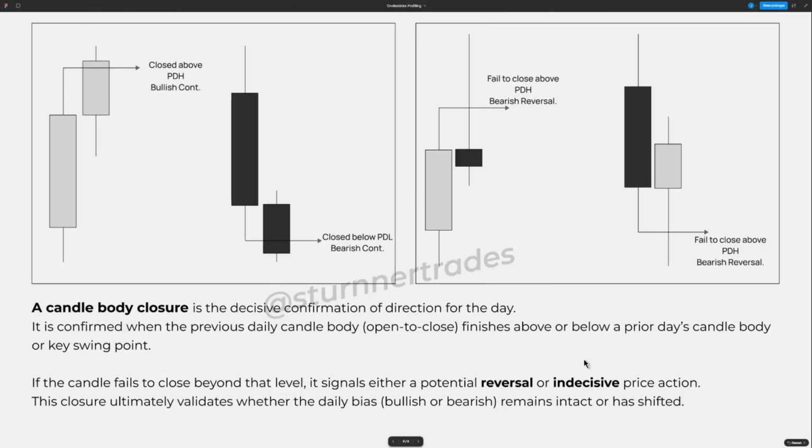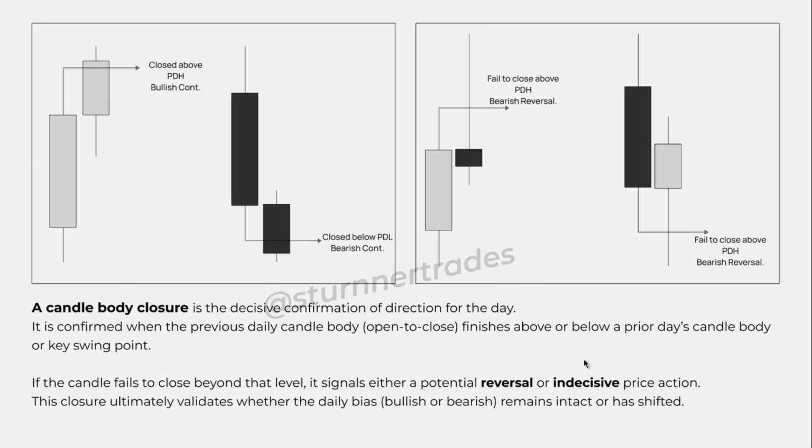A candle body closure is the final piece that confirms your daily bias. And here is what it means. When a daily candle closes, we are not just paying attention to the wick. We are focused on the actual body from open to the close. That closure shows the market's true intention for the day.